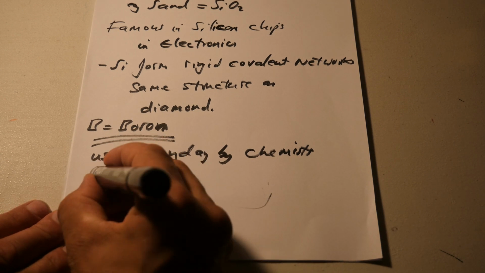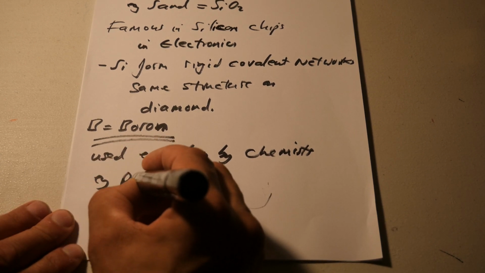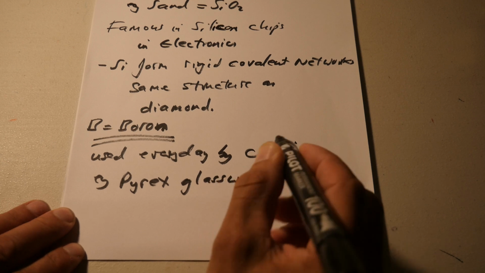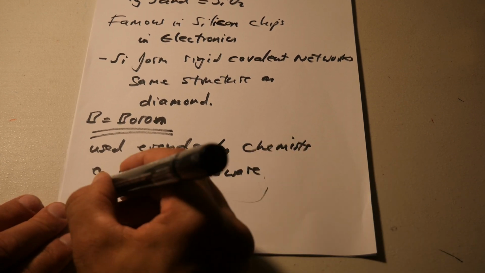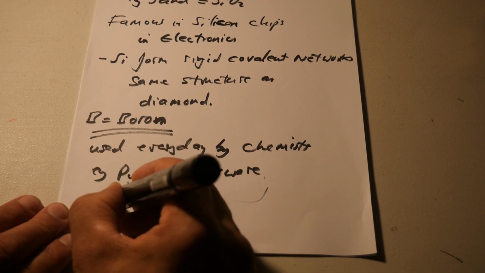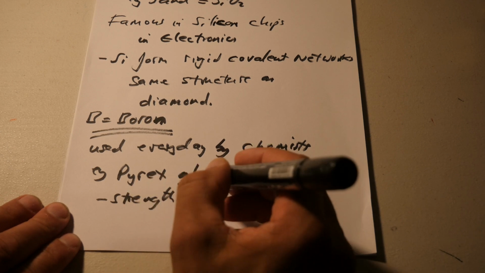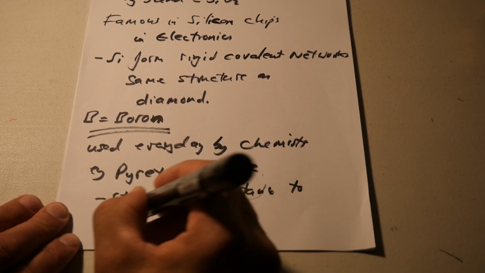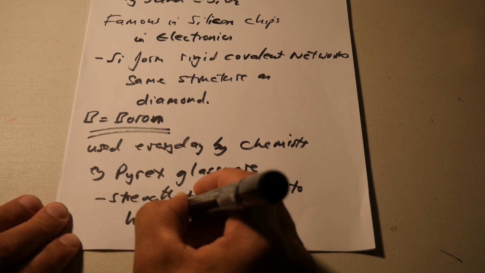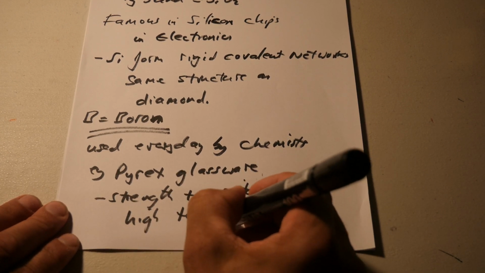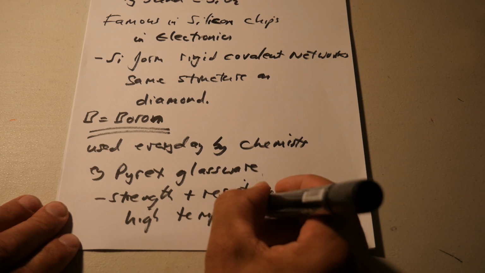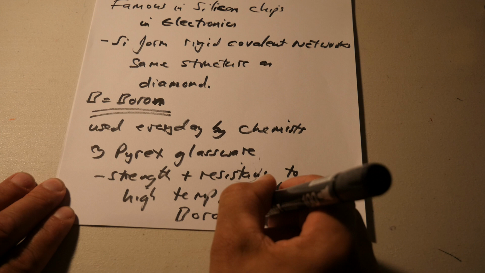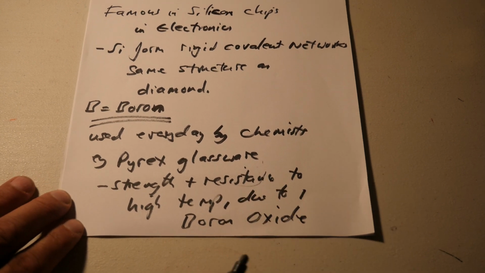For example, in Pyrex glassware. The strength of Pyrex and its resistance to high temperatures are due to boron oxide in the glass.